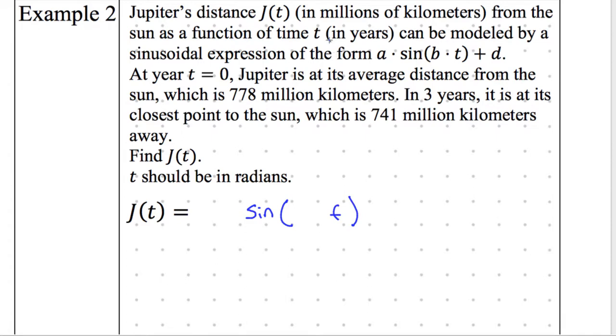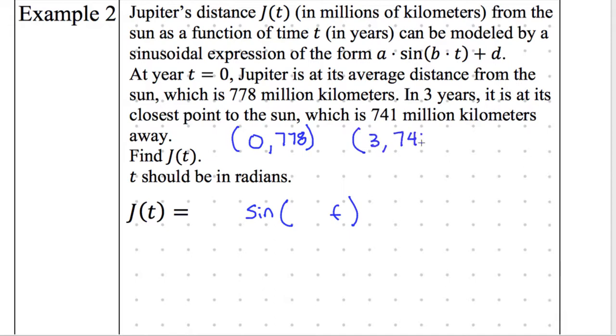Maybe we should dissect this problem before we actually start finding things. So let's look at this first sentence. At year t equals 0, Jupiter is at its average distance from the Sun, which is 778 million kilometers. How do I convert that into a point, a coordinate pair? Something, comma, something. Time usually goes in the x-coordinate. It has to be in the correct order, yes. So it's 0 and 778. From this first sentence, we have discovered that the first coordinate is 0, 778. Then the next one is 3 and 741.